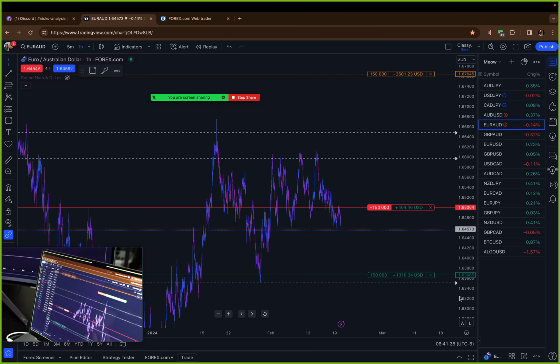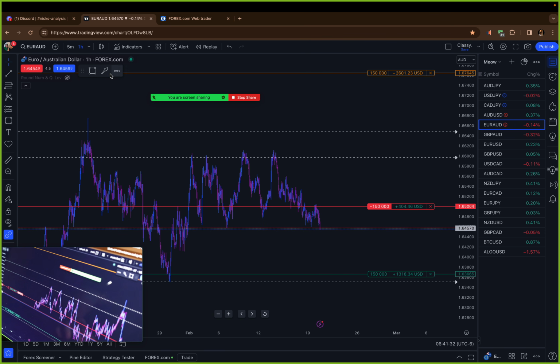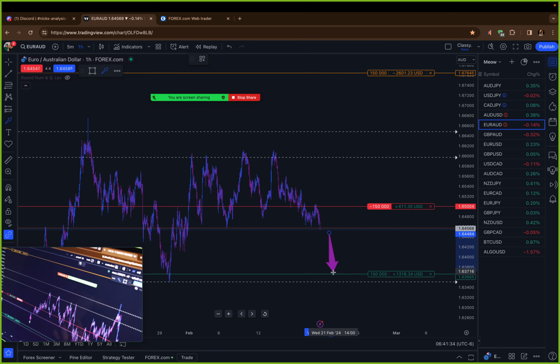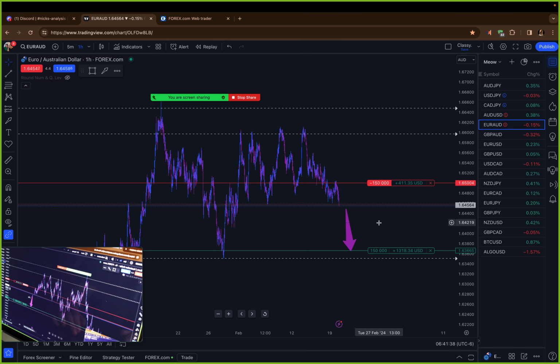We also have a Euro AUD trade. I think that price is going to continue lower right here. I've already covered why I took this trade. This is just kind of an update. You can watch the last video if you want to see why I took this trade, the full analysis in there.